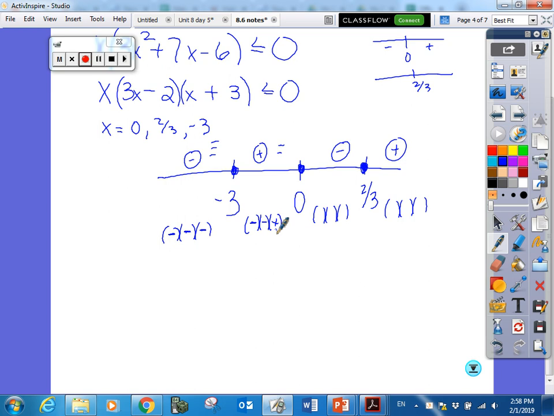1/3, I guess. 1/3 would be positive. 1/3 negative. 1/3 positive. 10 positive. 30 minus 2 positive. 10 plus 3 positive. You pick which way you like best. Okay? Either way is fine.